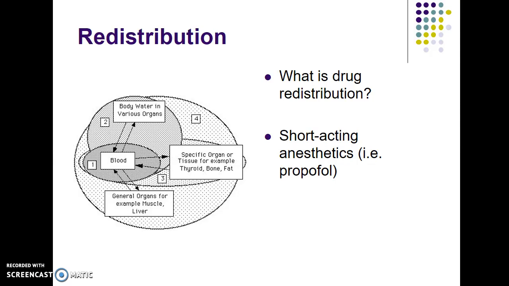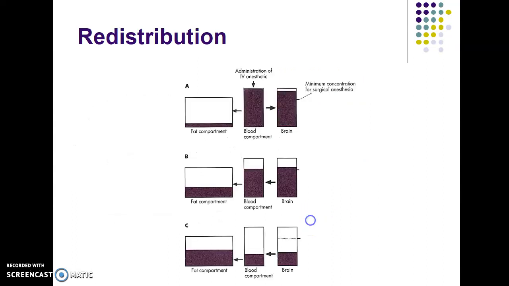So we've talked about how drugs will move preferentially into areas that are well perfused more readily than areas that are not. But there's another phenomenon that occurs, and it occurs especially with short-acting anesthetics. And propofol is our example for that. And it's called drug redistribution.